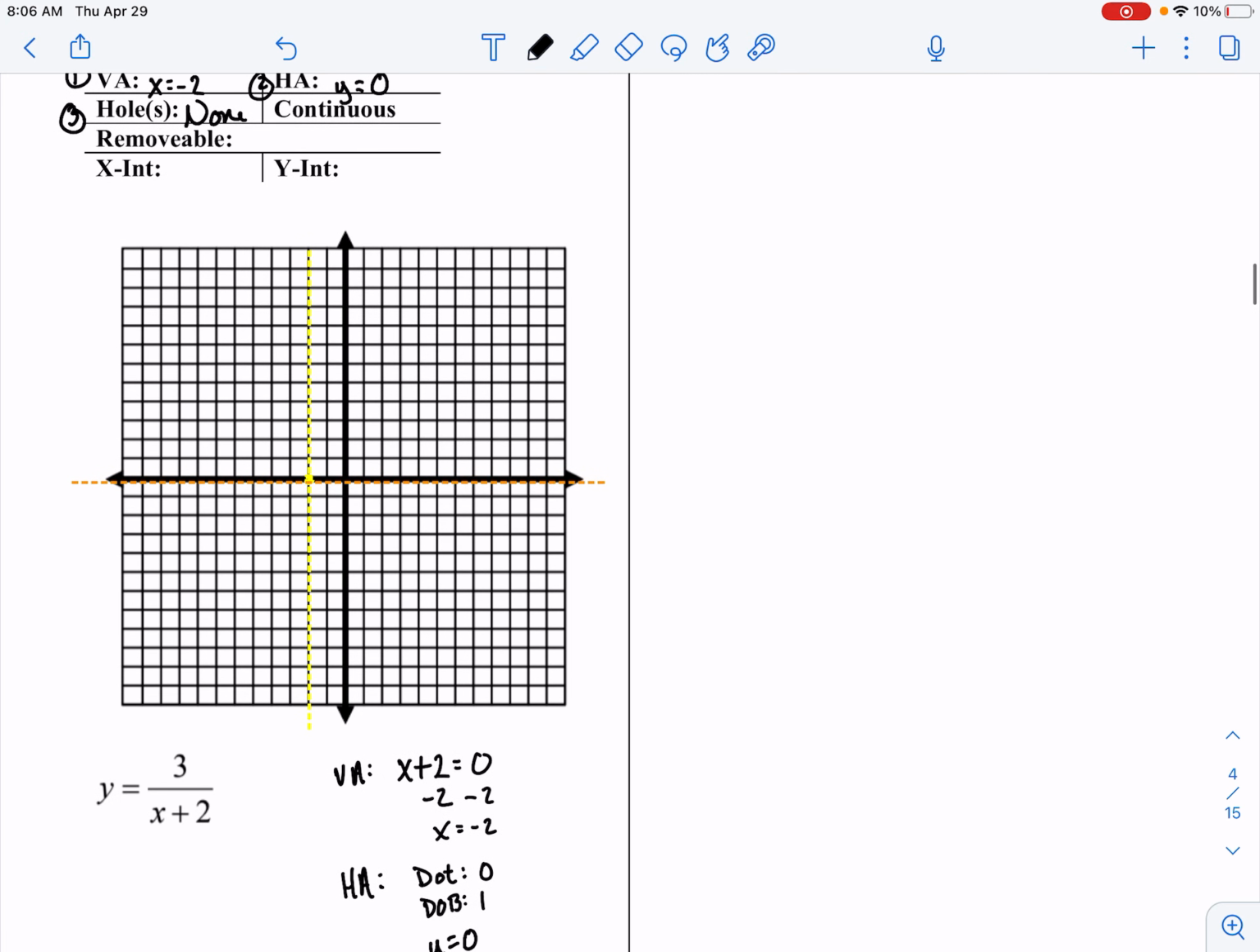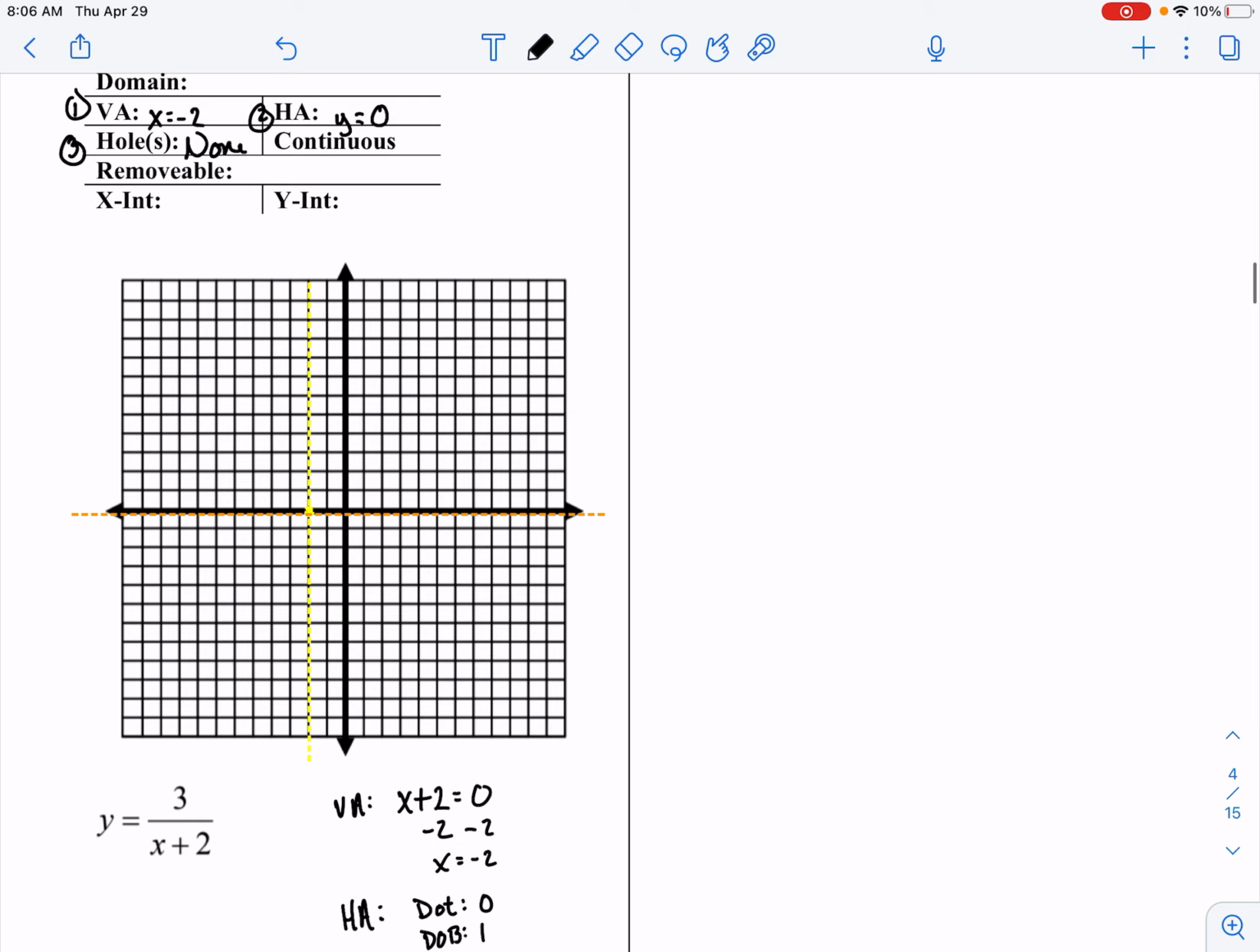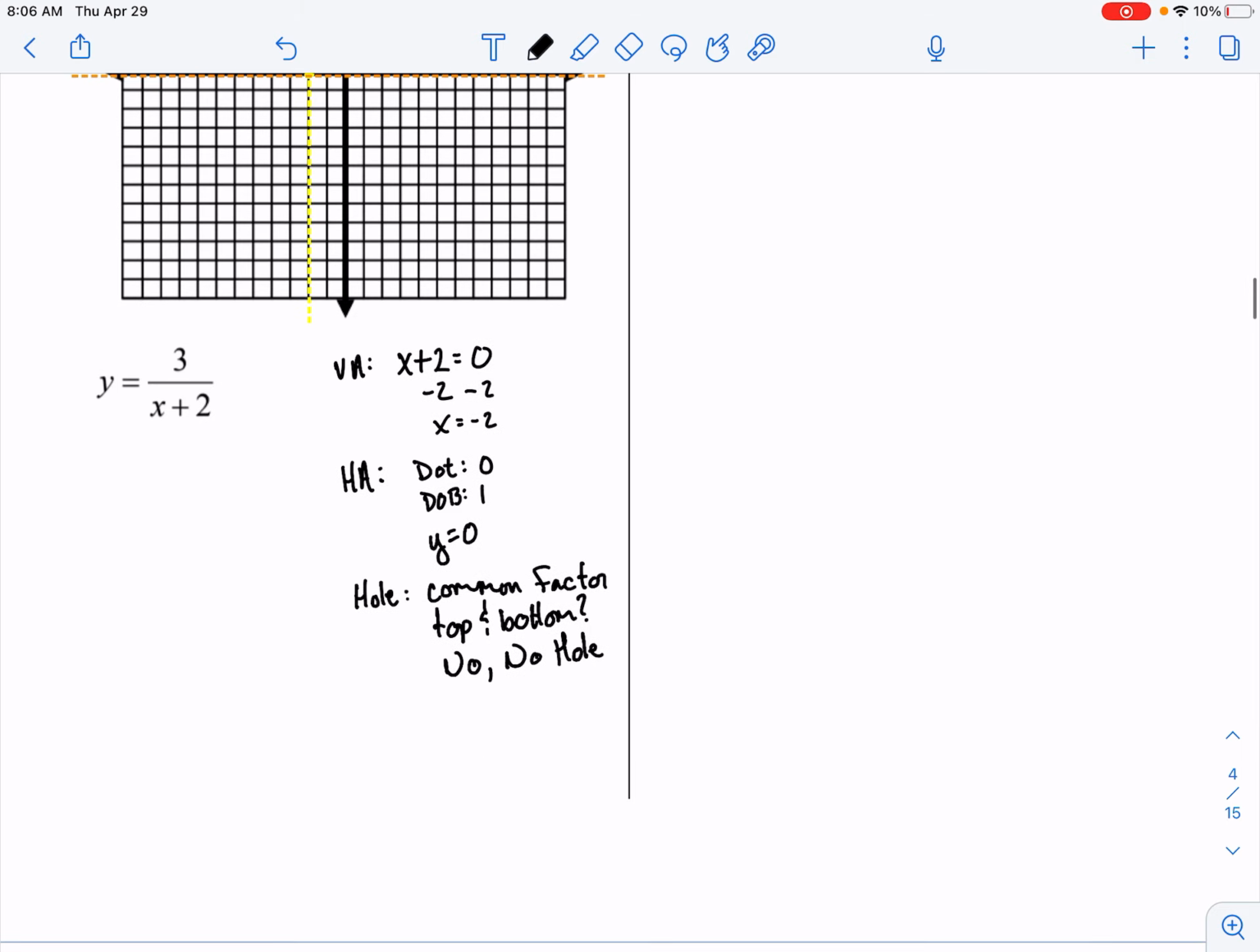The x-intercept is whenever y equals 0, and for the y-intercept, remember, we let x be equal to 0. So I like doing the y-intercept first. So we would go y equals, again, this is the y-intercept, 3 over 0 plus 2. And then so y equals 3/2 or 1.5.